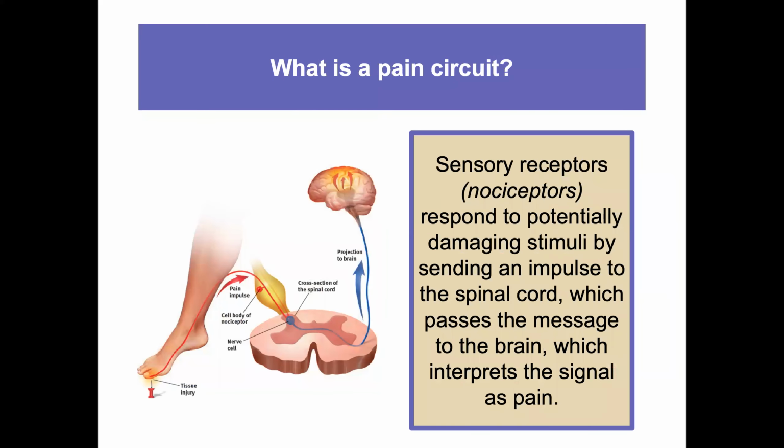What is a pain circuit? Those sensory receptors, those nociceptors, strange word, respond to potentially damaging stimuli by sending an impulse to the spinal cord, which passes the message to the brain, which interprets the signal as pain. That's when you're like, ouch, oh my goodness, I stepped on that thumbtack. I just had that happen to me the other day. And yeah, it hurts for a really short time and then the pain goes away.